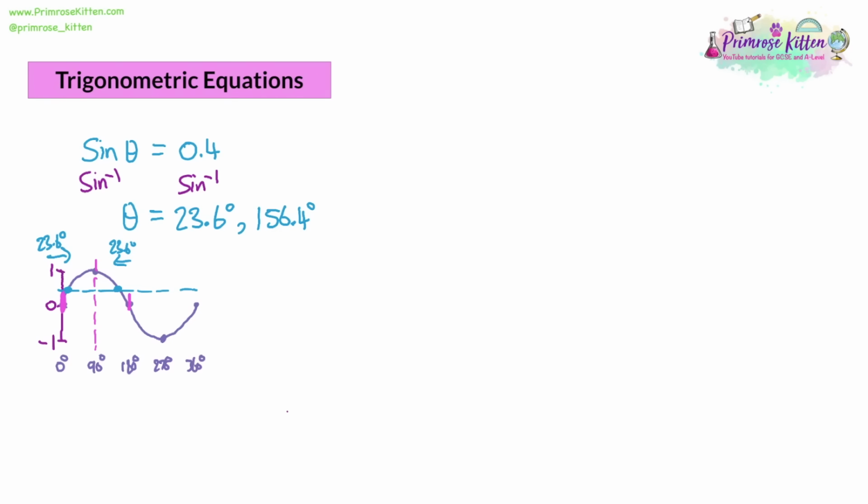So this is all about using your solving equation skills, but then also recognizing that when you do inverse sin, cos, or tan, there's going to be multiple answers. So let's look at a version with cos. Let's look at cos theta equals negative 0.7. We would do the inverse of cos to both sides, and that would give us that theta is equal to the inverse cos of negative 0.7, and that'll give us our first answer, 134.4 degrees.